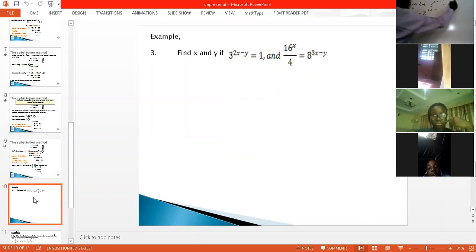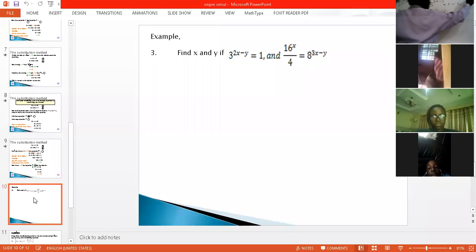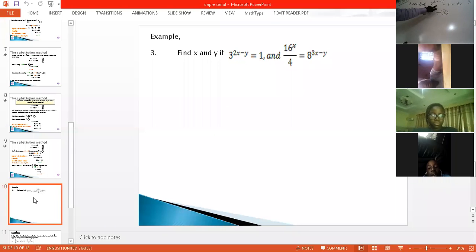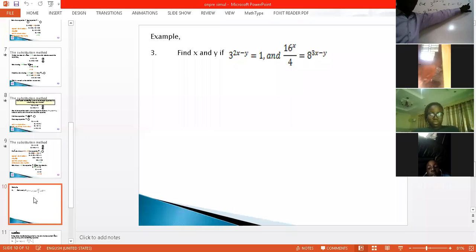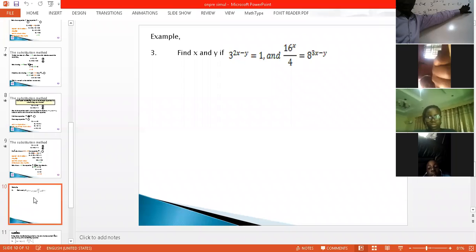Now let's call this equation 1 and this equation 2. Equation 1 and equation 2. Now, when you consider equation 1, we have base of 3 and power of 2x minus y, and everything equals to 1. And we know that 3 raised to power 0 will give us 1, so that both sides, the left-hand side and right-hand side, will be of same base 3. All right, good. So that is what we do.